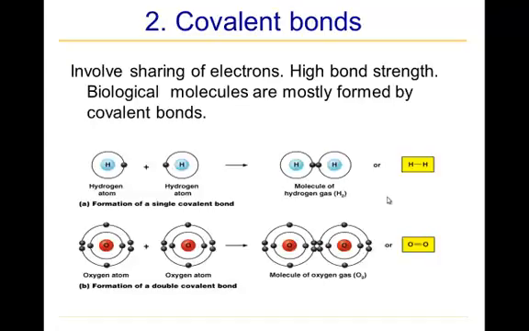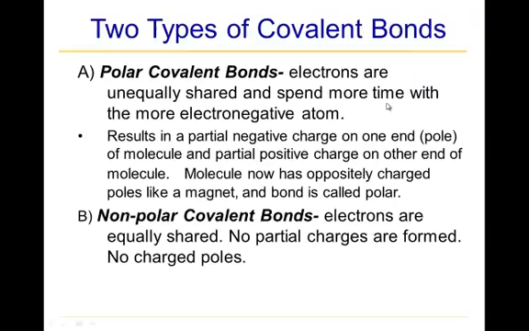Okay. There are, in fact, two different types of covalent bonds. The first that we're going to discuss is a polar covalent bond. And again, the name is important. The word polar says that the molecule has poles, as a magnet has a positive and a negative pole. In a polar covalent bond, the electrons are unequally shared, and they spend more time with one atom than another. The atom which the electrons spend more time with is said to be more electronegative. Electronegativity is an inherent attraction for electrons that an atom has.